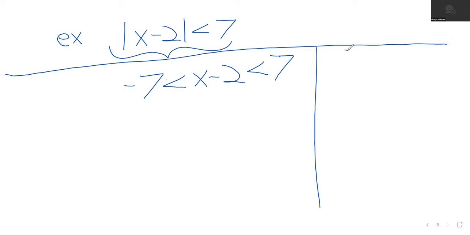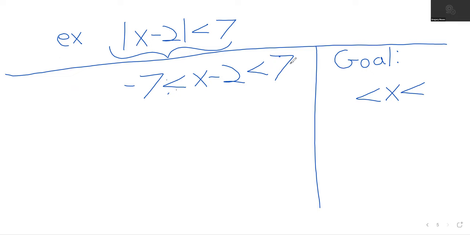So we should probably start by clarifying what our goal is. Our goal is to get x by itself in the middle of this inequality. So this negative 2, we don't want. Our goal is to get rid of that. How are we going to get rid of this minus 2, though? Well, think back to yesterday. If we just had this, what would we do? Add 2. Add 2 to both sides.